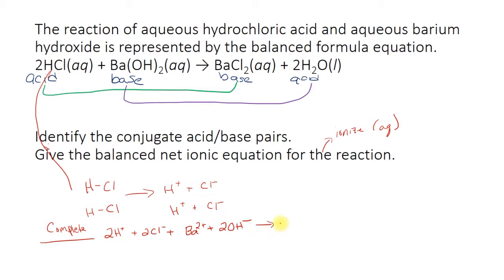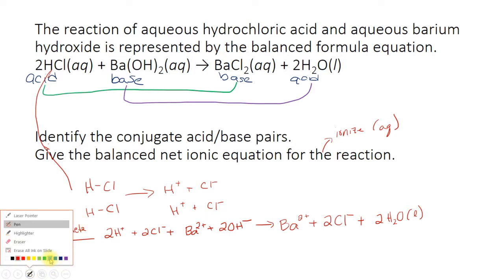Barium chloride is also listed as AQ, so we're going to put that as an ion. The chlorine is not Cl2, that's an element. This is the ion chlorine because it's in a compound. And then we come to water. Water stays exactly the same because it's not AQ, it's liquid. Okay. So that's our complete ionic equation.